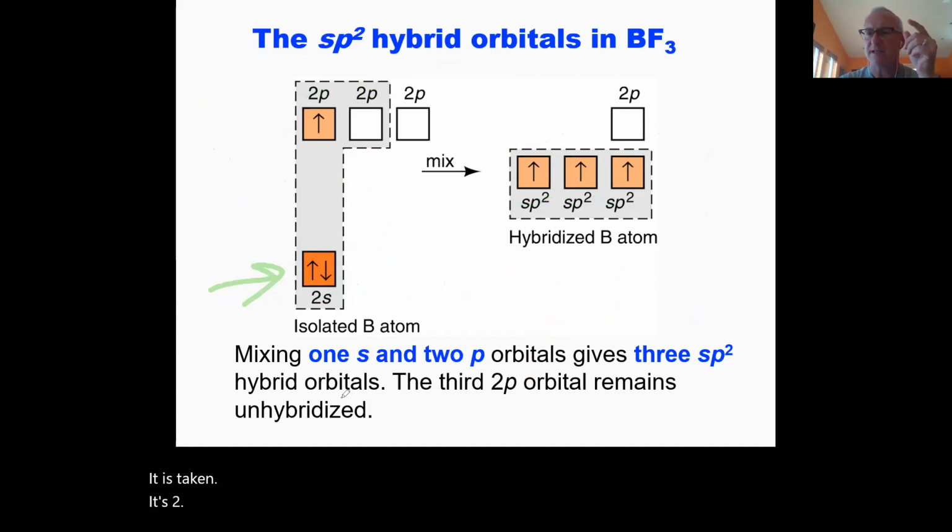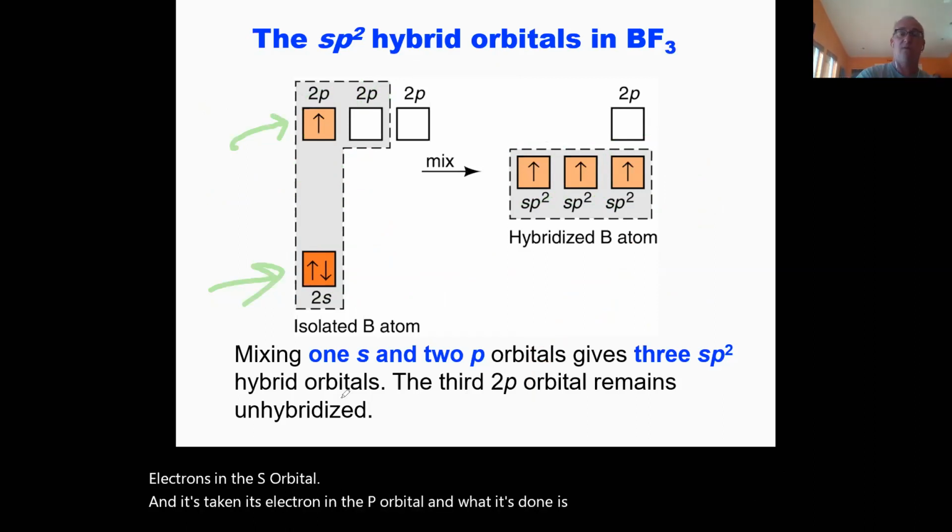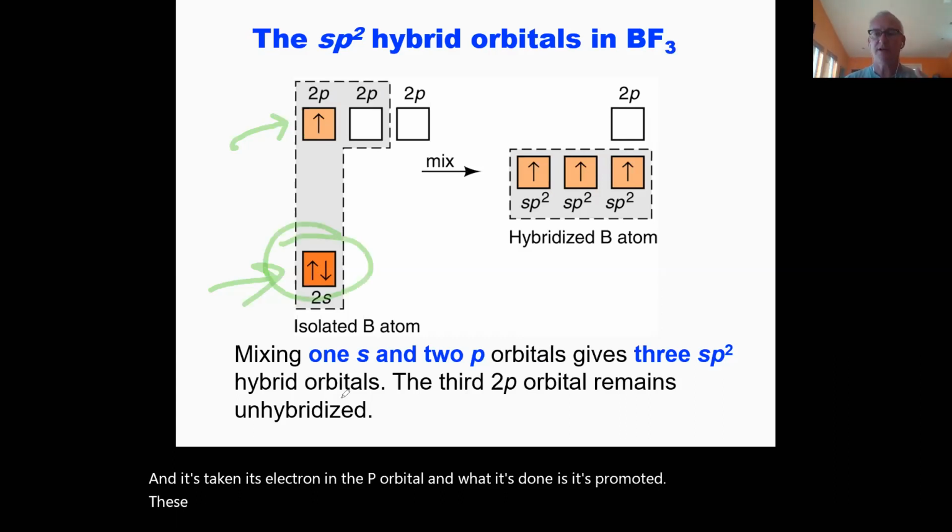So what it has done here, it has taken its 2 electrons in the s orbital, and it's taken its electron in the p orbital, and what it's done is it's promoted these electrons from s orbitals to a new hybrid orbital called sp2.